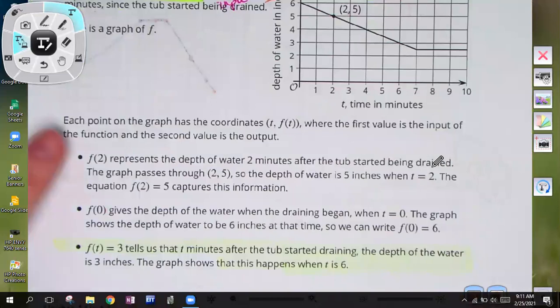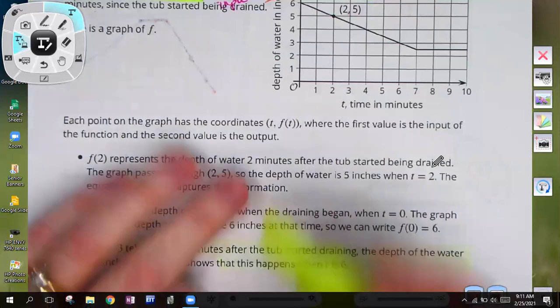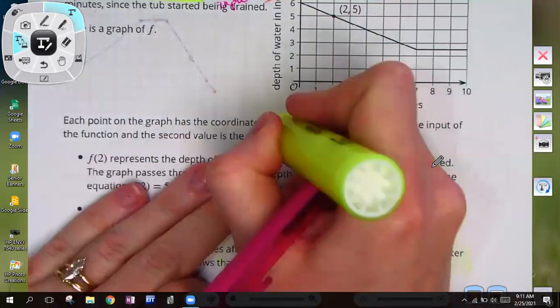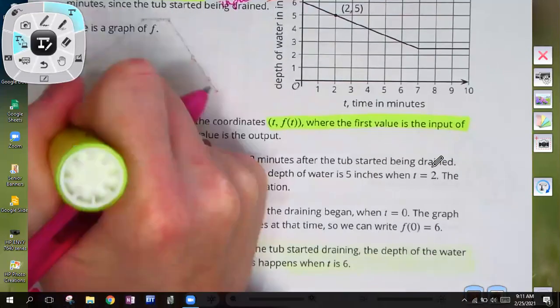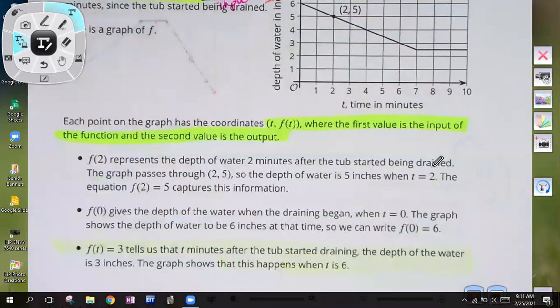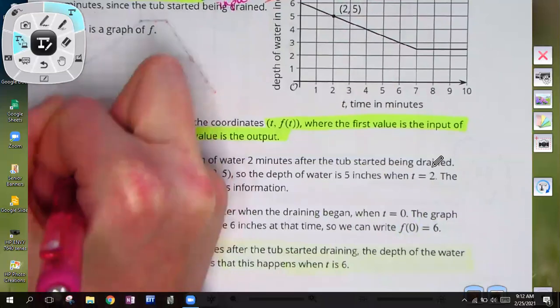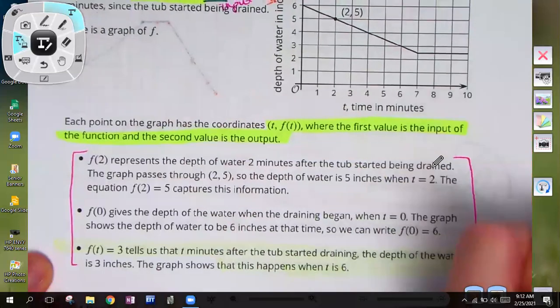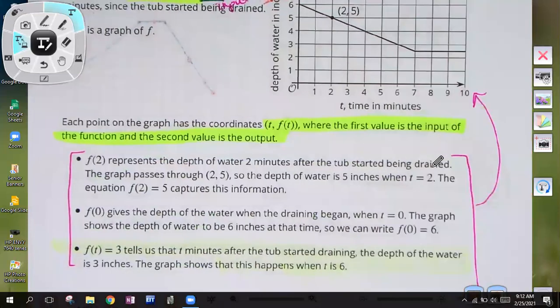So it says each point on the graph has coordinates like this, where the first value is the input of the function and the second value is the output, just like we normally would with graphs. Okay, and then those bullet points just break down that graph up there. Y'all didn't have any trouble reading the graphs of functions. All right, that's it for lesson 3. Yay.